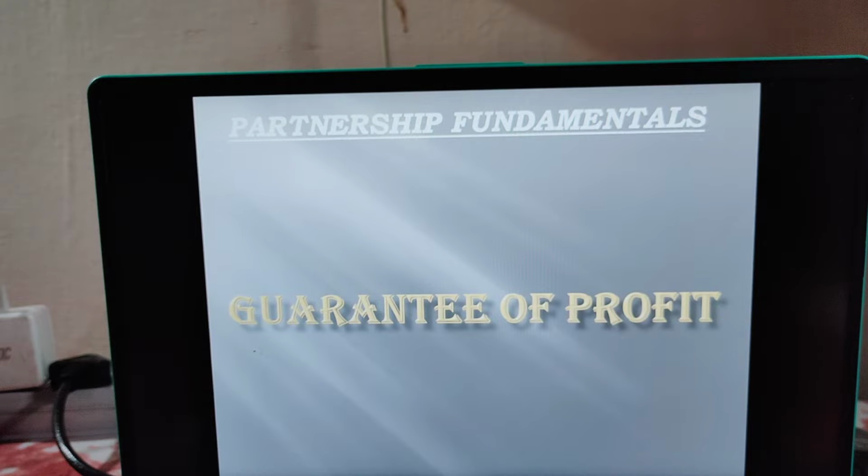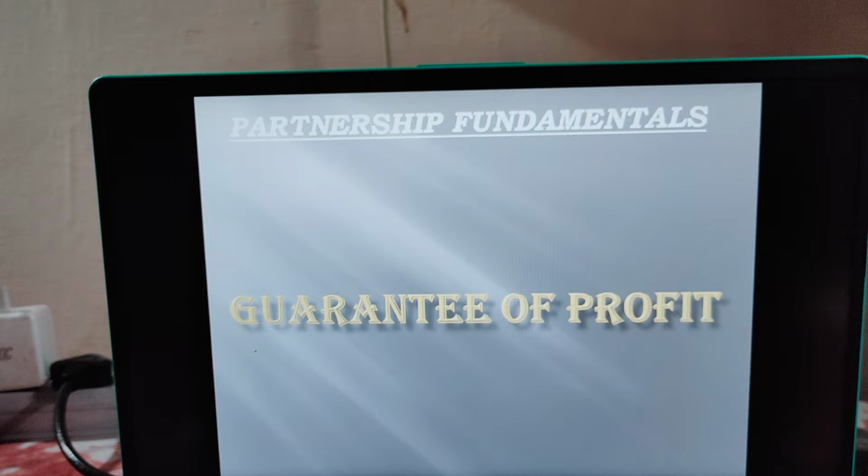So today we are going to deal with the topic guarantee of profit, which is from partnership fundamental, and guarantee of profit is the last topic of our chapter. So class, first of all we need to understand what exactly guarantee of profit means. From the name itself you can understand that here we guarantee the profit. Now, we guarantee the profit to whom?